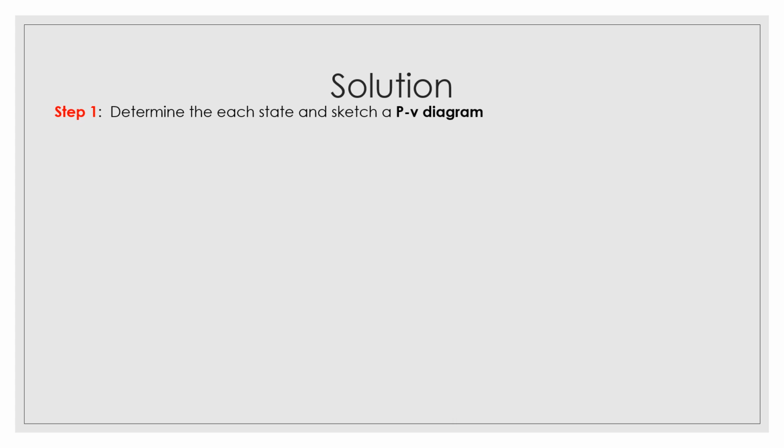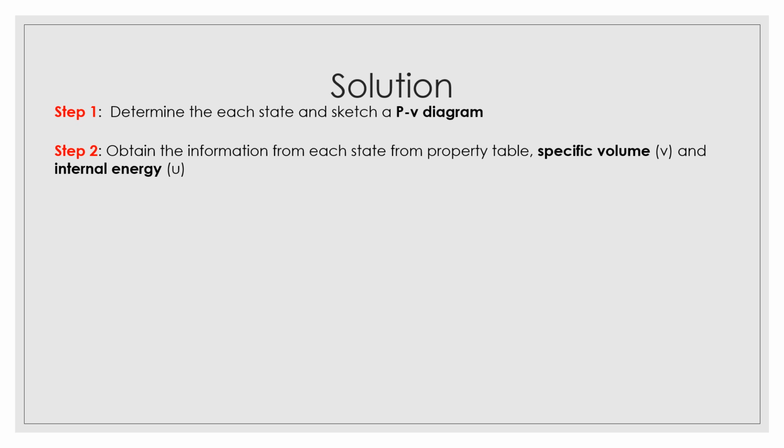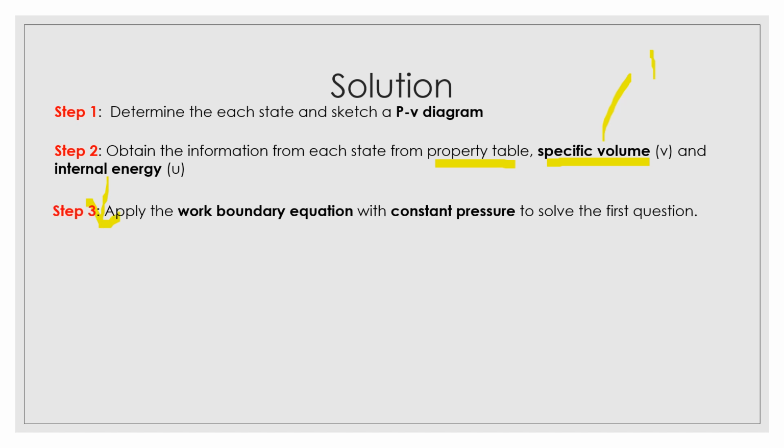Firstly, first step, determine each state and try to sketch the PV diagram. Secondly, obtain the information for each state from the property table. Specific volume, this one is specifically to solve the first question, and internal energy is specifically to solve the second question. Apply the work boundary equation with constant pressure to solve the first question. So this is the equation related to the work boundary. The value W_b refers to the work boundary. So this is the equation.